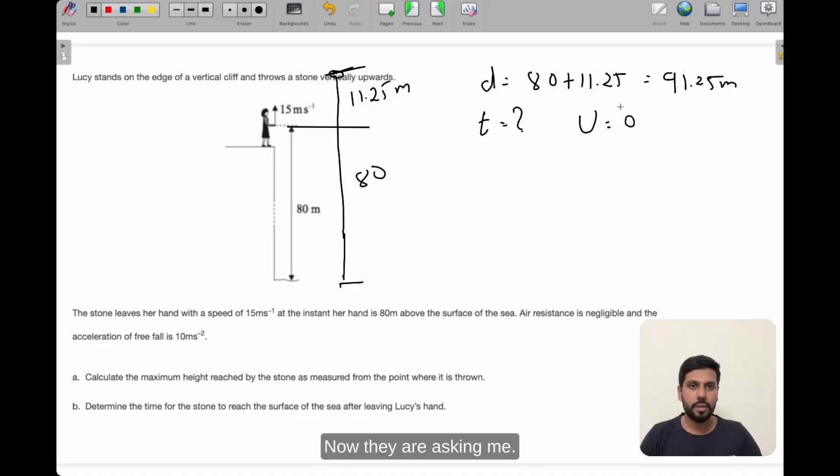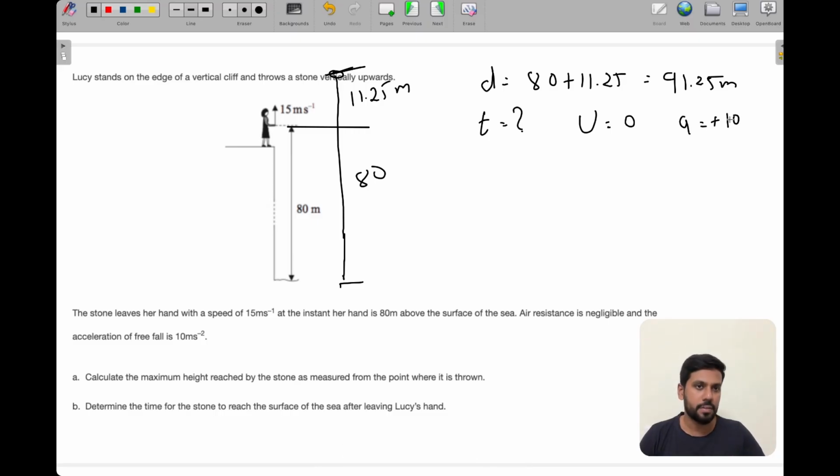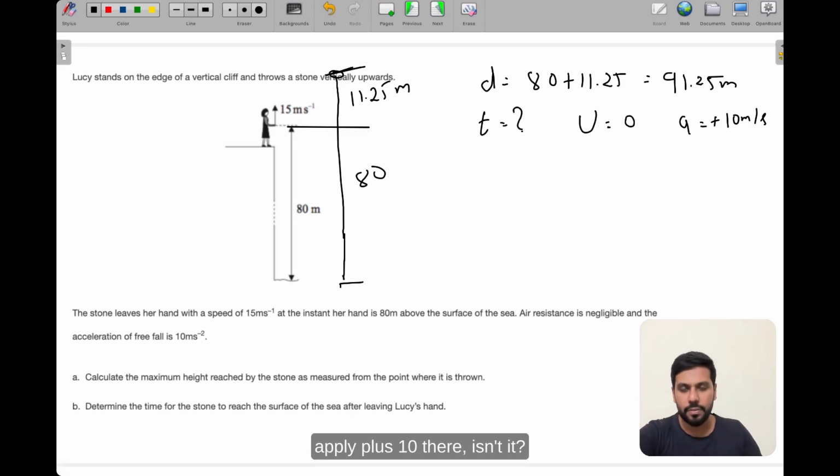Now they are asking me, and of course, acceleration. This time it is going to be plus 10. Why? I told you when the object is coming down, you need to apply plus 10 there. Isn't it? You all must be remembering this. Right? So now, when you are putting plus 10 here, what is going to happen?